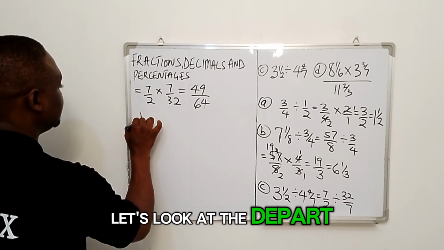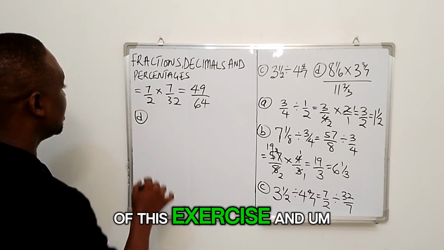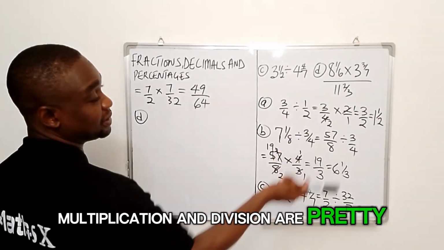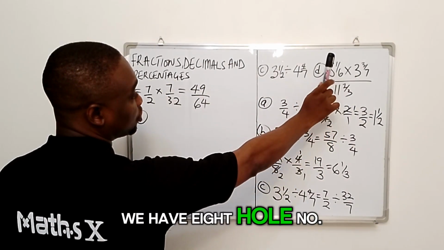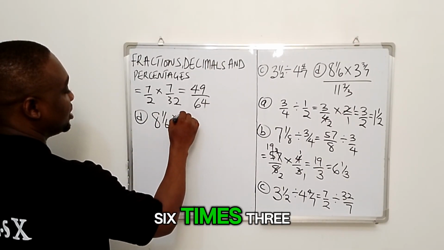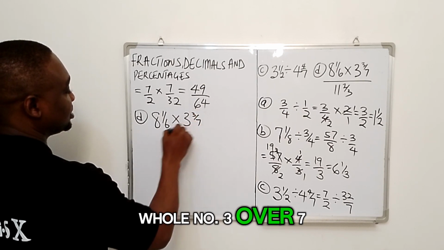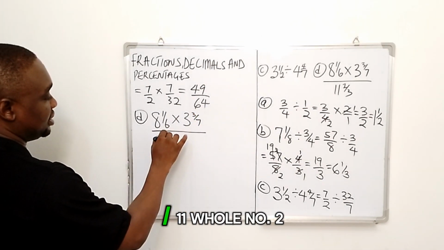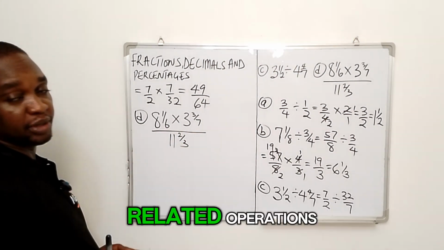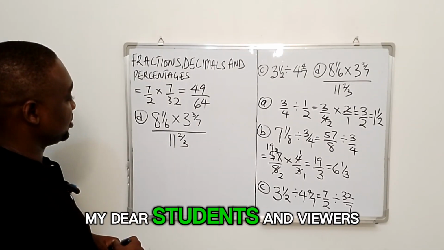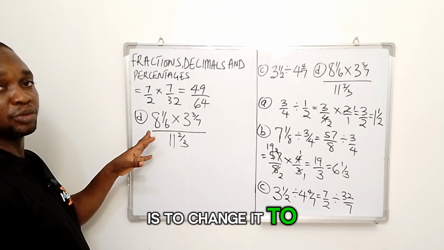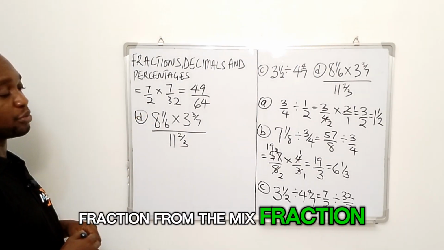Let's look at the D part of this exercise. Like I told you earlier, multiplication and division are pretty much related. We have 8 whole number 1 over 6 times 3 whole number 3 over 7 divided by 11 whole number 2 over 3. So these are pretty much related operations. Like I told you, my dear students and viewers, the first thing we do is change the mixed fractions we are seeing here to improper fractions.